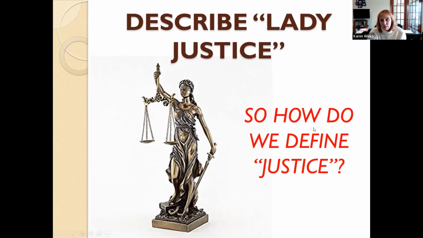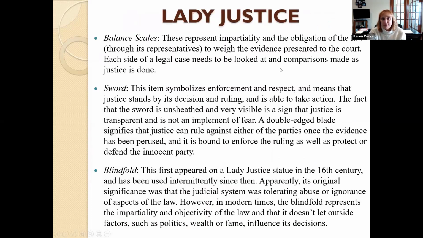So what does this mean? How do we define justice based on this picture? So when we think about Lady Justice, this is basically what it's meant to be. The scales represent impartiality and an obligation of the law to weigh each side and be fair. The sword is enforcement. So their decisions and their rulings are being enforced, right? And then the double-edged blade signifies that the rule can go either way. So it could go for the prosecutor or the defense. It always can go either direction.